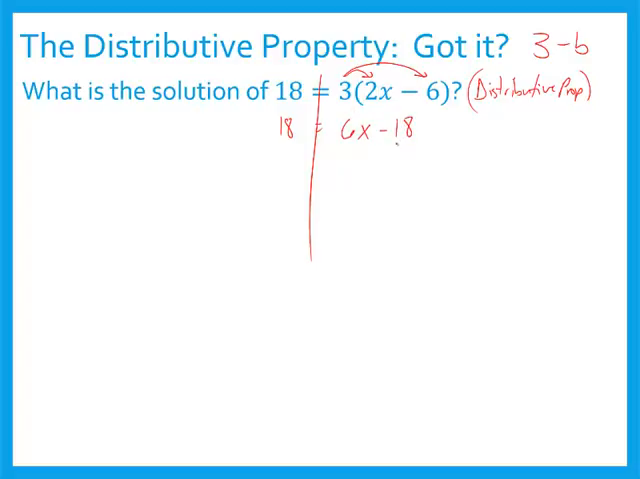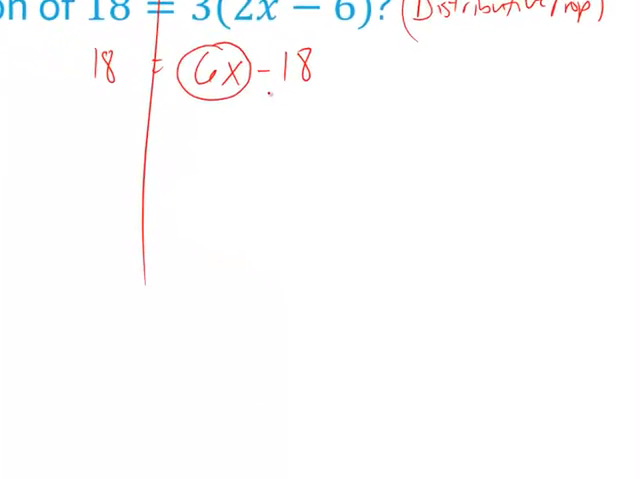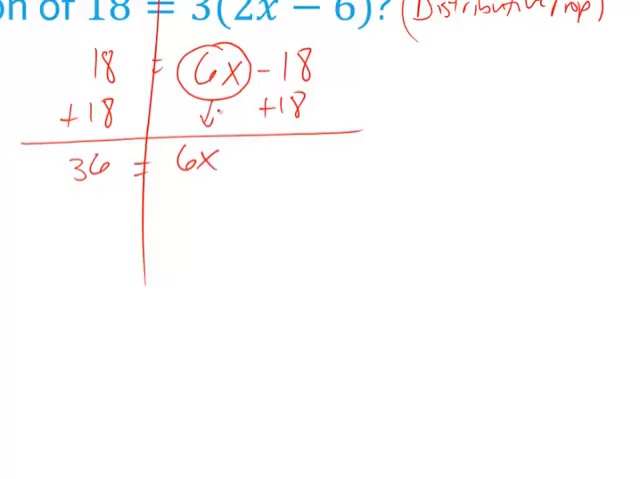Next thing we need to do is isolate the term with the variable and get rid of the term next to it, which is the minus 18. The inverse operation of minus 18 is plus 18. So add 18 to both sides. 18 plus 18 is 36. Bring down the 6x, and the 18s cancel to 0, and that was the addition property of equality.